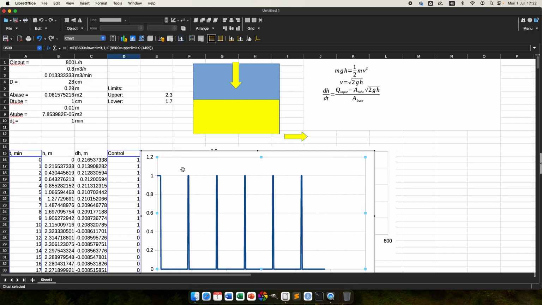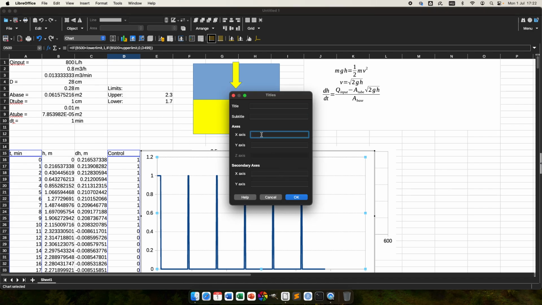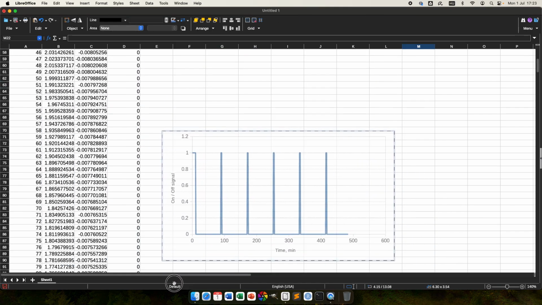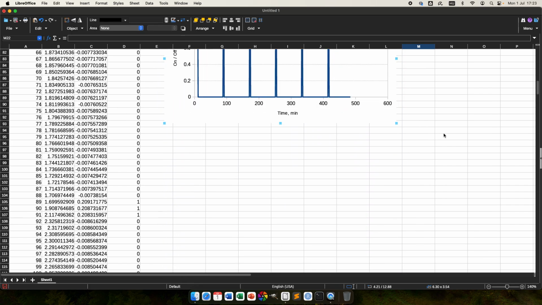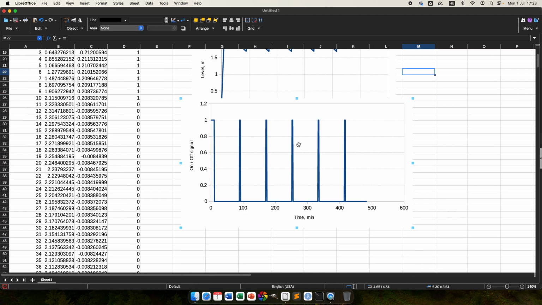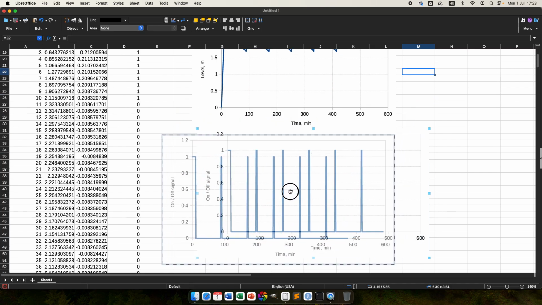And then here you can see the controller only turns on, turns off, so no level between. I can insert the titles again here. The x-axis is time in minutes, and on-off signal. This is the control signal, and here I can move this below the other. Oh, I didn't want to jump too much. Maybe here.